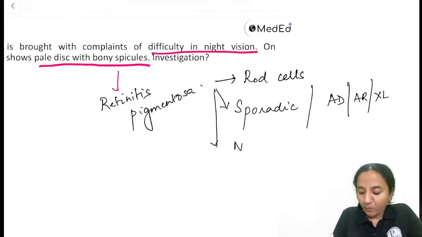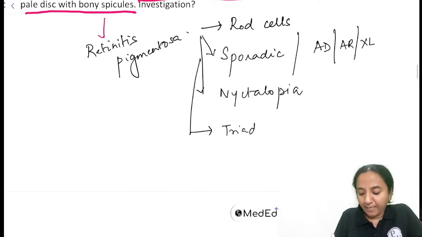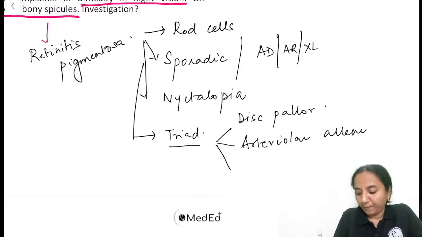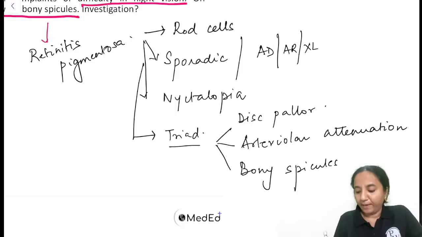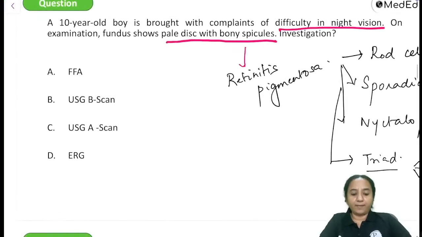And here, as the question tells us, nyctalopia is the presenting complaint, and the triad of signs. What is the triad of signs? This again is important for exam. The triad of signs is disc pallor, which is mentioned in the question. Attenuation of the arterioles, that is the blood vessels are thin. So arteriolar attenuation. And the third is bony spicules or bony corpuscles. So disc pallor, arteriolar attenuation and bony spicules or bony corpuscles, this is the triad of signs. And the investigation of choice is ERG.